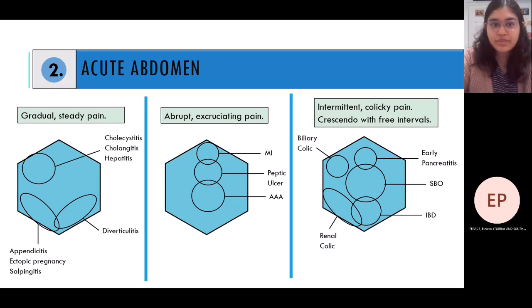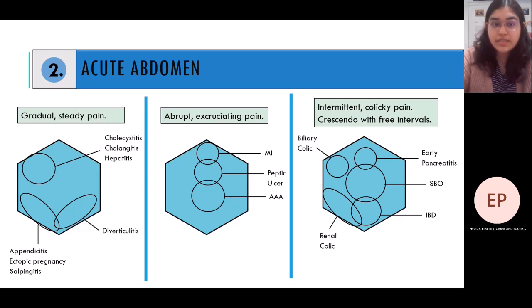If a patient presents with an abrupt excruciating pain, then perforation due to peptic ulcer or perforation due to any of those other causes are top of your list. But don't forget to rule out acute MIs or heart attacks and also ruptures of AAAs.